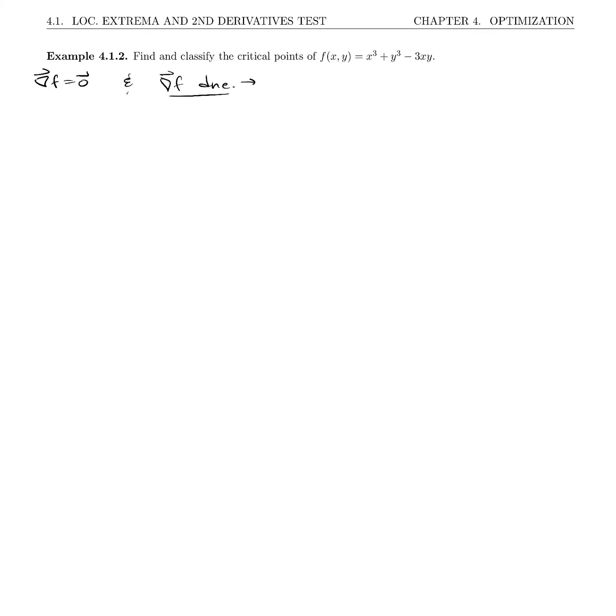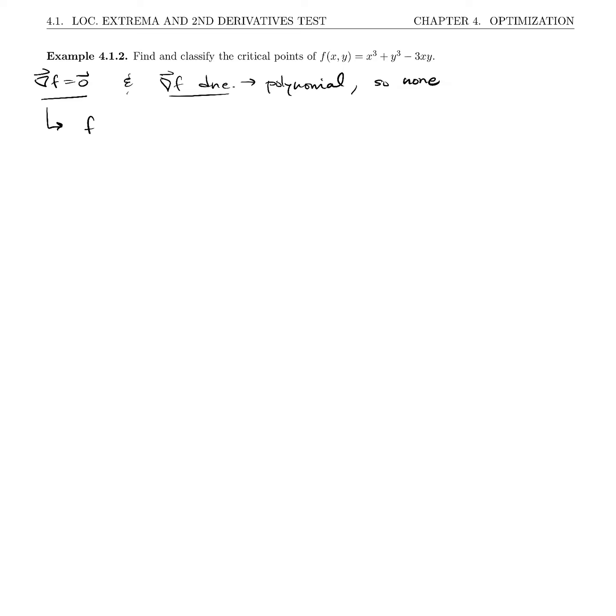Now, this is a polynomial. Well, this isn't a polynomial, f is a polynomial. And so there will be no places where the gradient does not exist. Now, where does the gradient equal the 0 vector?